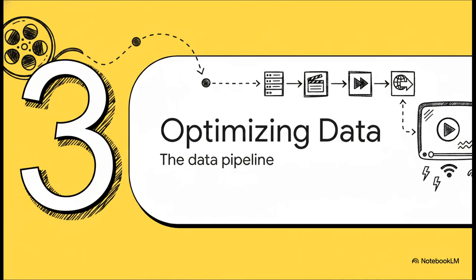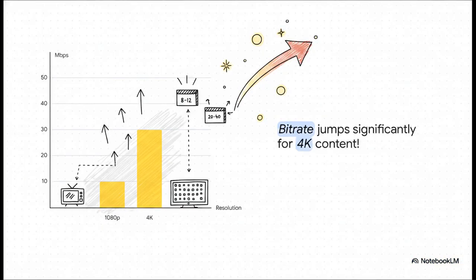All right, Section 3, Optimizing your file data. We need to tackle the actual pipeline that delivers your movie. So, bitrate. This is simply the amount of data your file is allowed to process every single second. And notice how it jumps significantly based on your resolution. For a standard 1080p HD file, you're looking at a required data rate of between 8 to 12 megabits per second. But look at that massive leap for 4K.